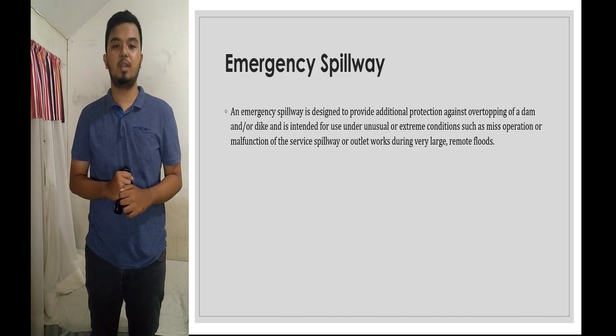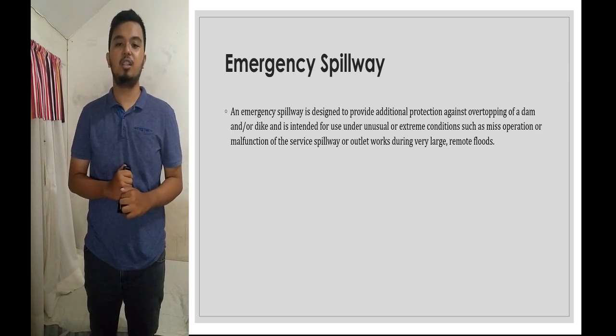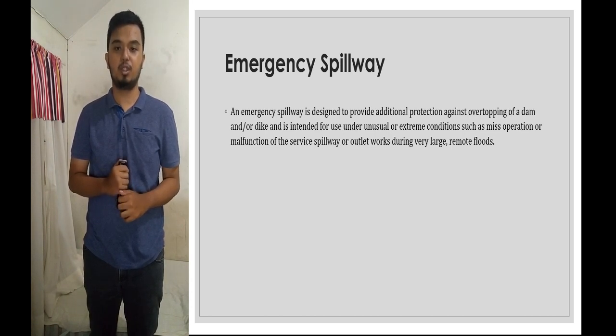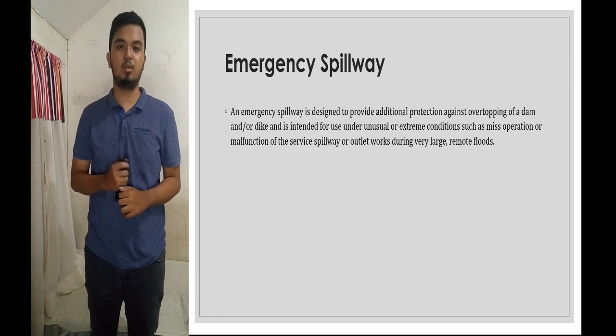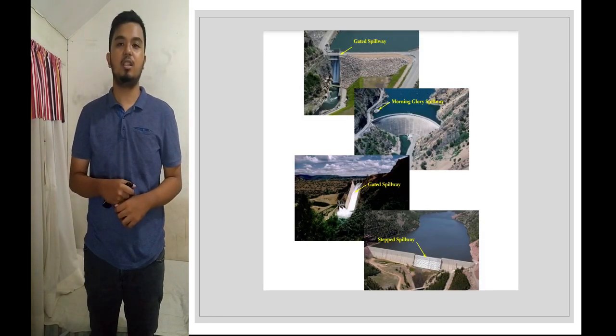An emergency spillway is designed to provide additional protection against overtopping of a dam and/or dike and is intended for use under unusual or extreme conditions, such as misoperation or malfunction of the service spillway or outlet works during very large remote floods. So these are some examples of spillways.